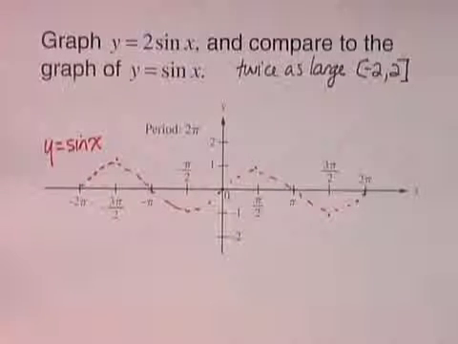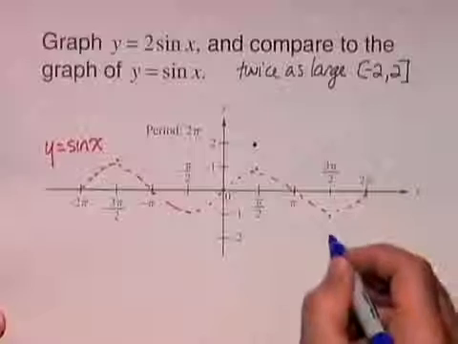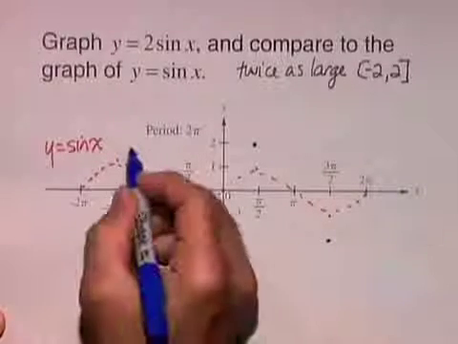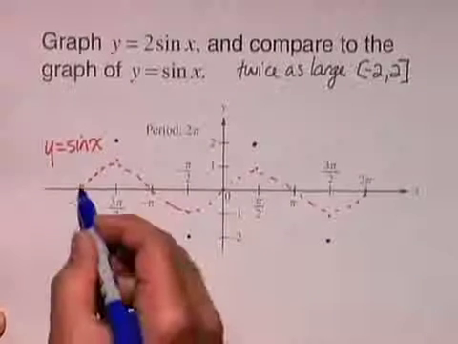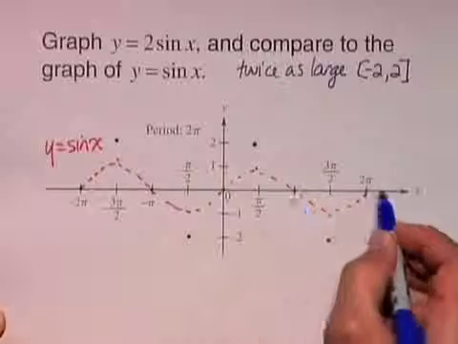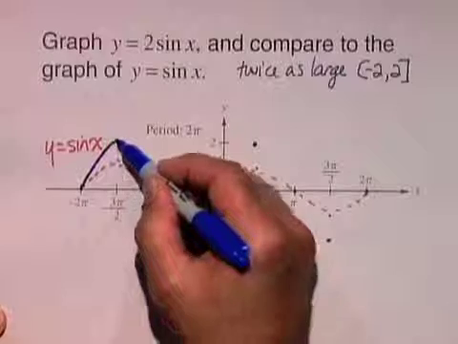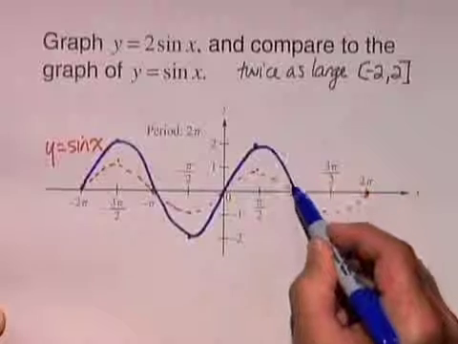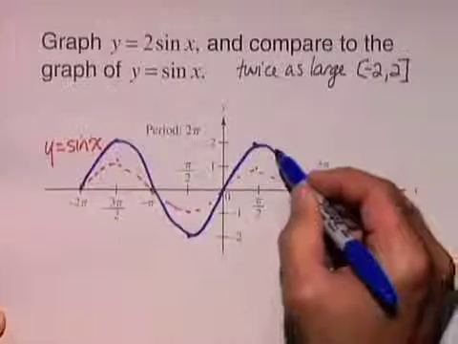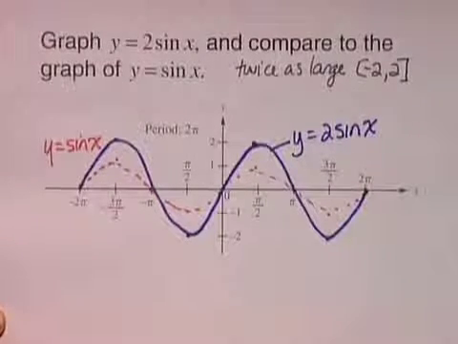Now let's draw the graph of y equals 2 sine x. Remember, the difference was that it would be twice the height in each direction. It'll still go through the same 0 points because twice 0 is, of course, 0. So our graph that we're interested in looks like this. So this would be y equals 2 sine x.